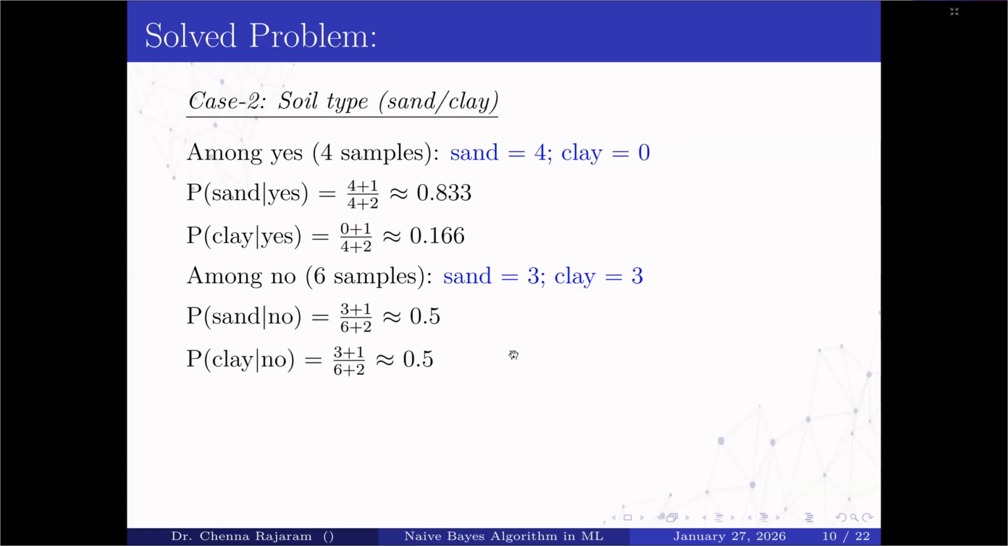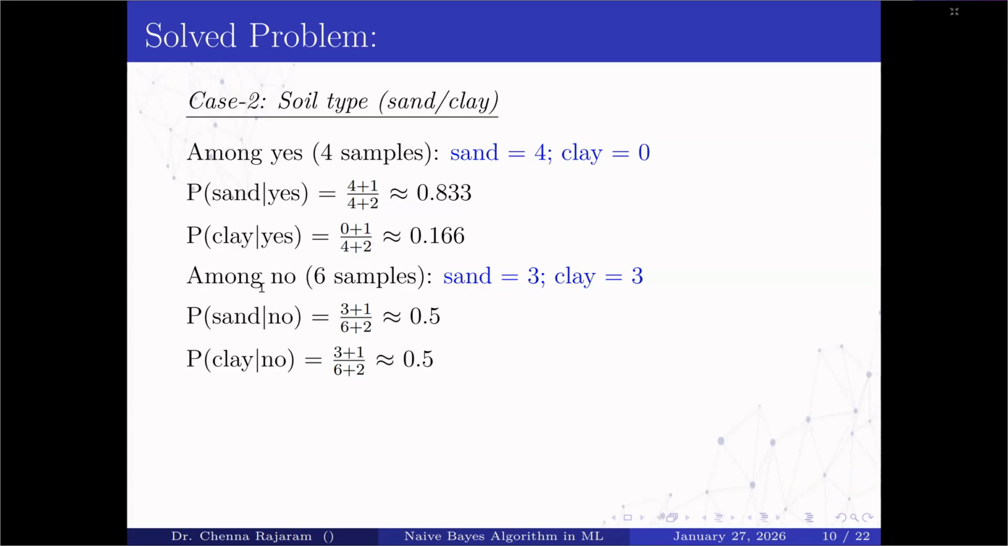Similarly, we consider another case, that is soil type. Under soil type, it is classified as sand and clay. A similar calculation has to be performed for this case also. Among S, the total number of values is 4, out of which sand is equal to 4 and clay is equal to 0. So calculate the probability of sand given S, which is equal to 4 plus 1 divided by 4 plus 2, which is 0.833. Similarly, for clay the value is 0.166.